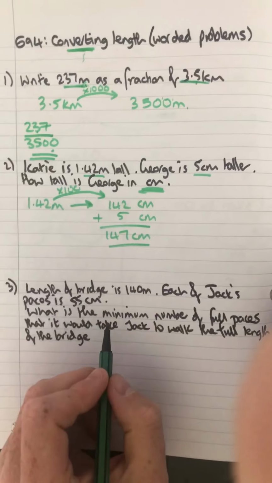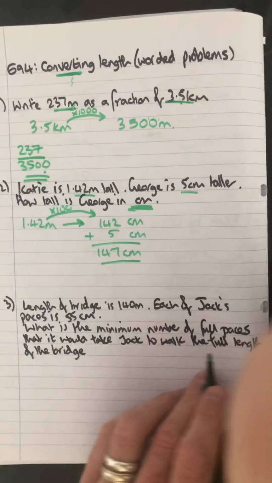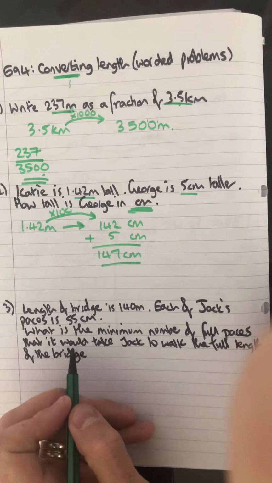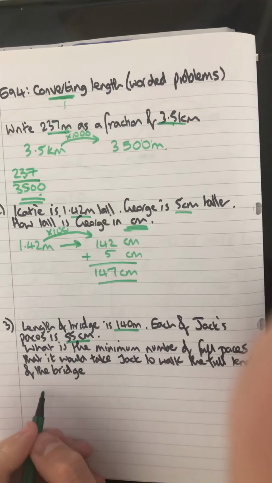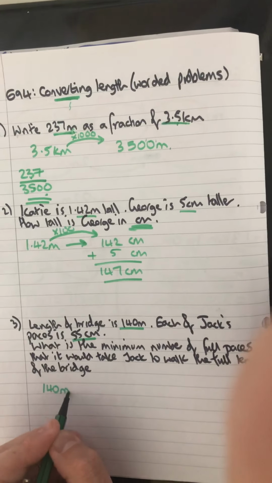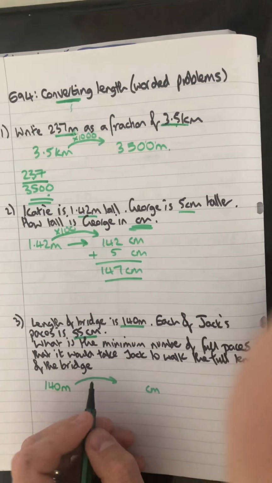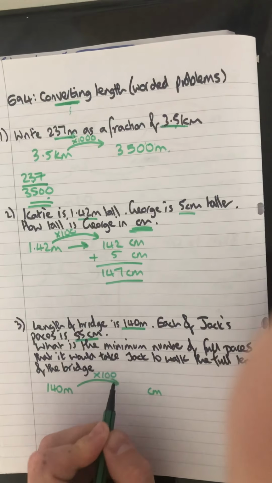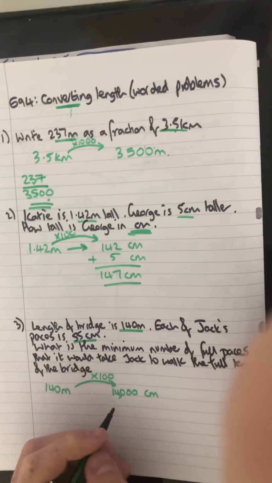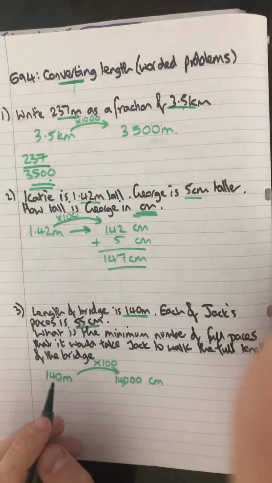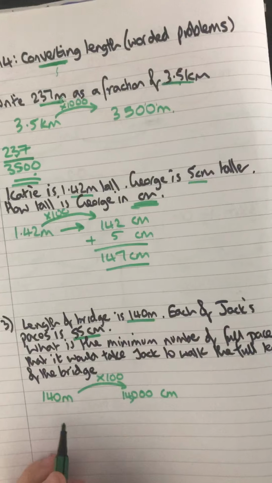Next one, length of the bridge is 140 metres. Each of Jack's paces is 55 centimetres. What's the minimum number of full paces that it would take Jack to walk the full length of the bridge? So first step, they're in different units. So we need to change 140 metres into centimetres. How do I do that? Times by 100. 14,000. I've then got to do how many 55s would go into 14,000.